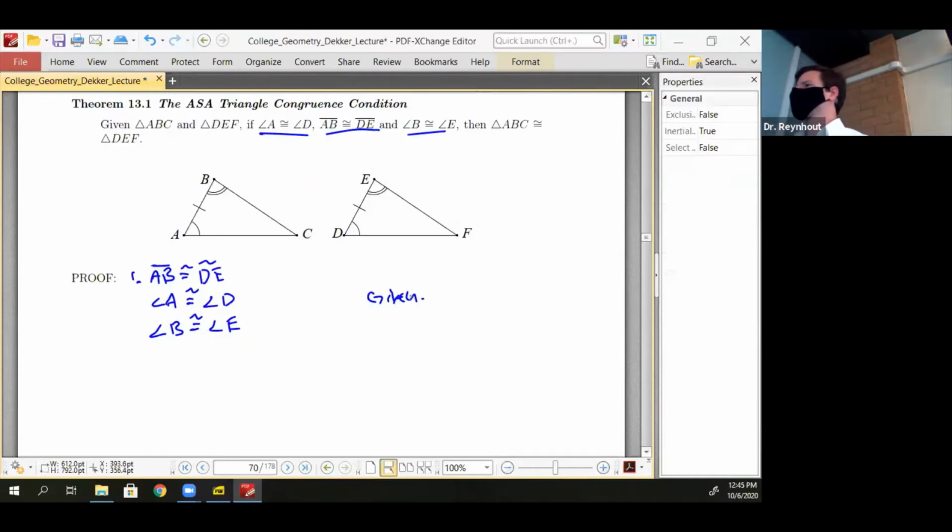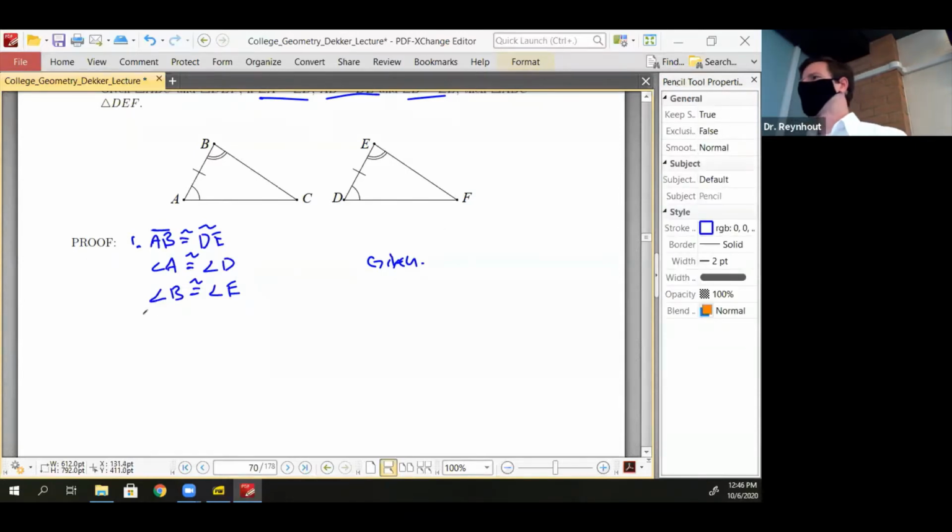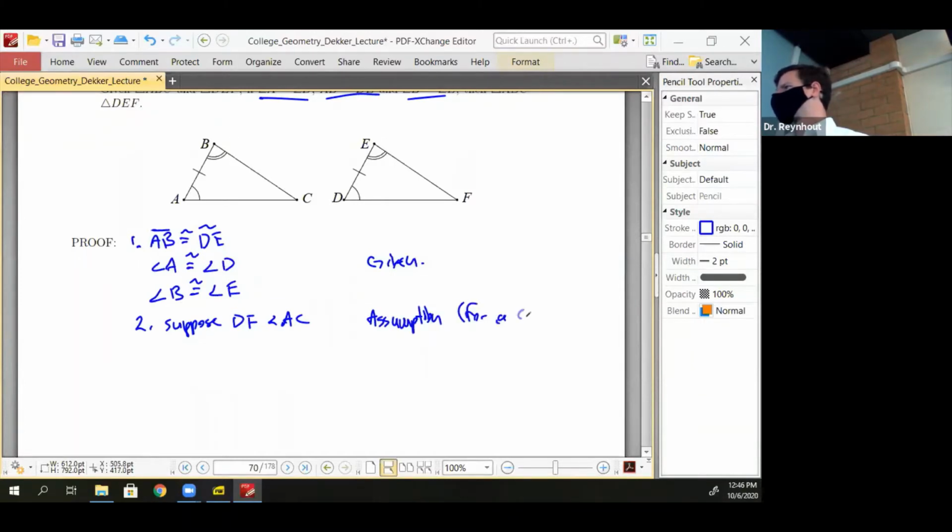Now what we want to do is show that AC is congruent to DF, and then we would be able to simply use side, angle, and then the side to conclude that the two triangles are congruent. And we're going to do that by a contradiction. So we want to suppose that the side DF is in fact shorter than AC. So this distance DF is shorter than the distance AC, which would mean they're not congruent. So this is an assumption for a contradiction.